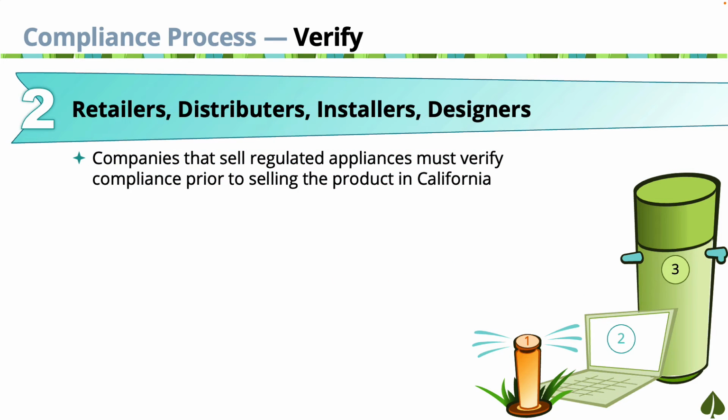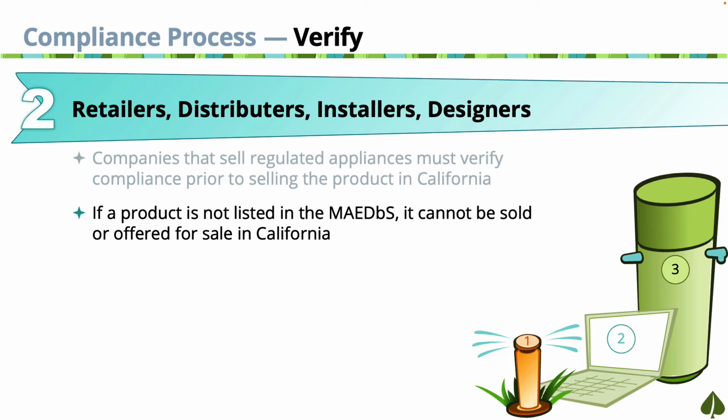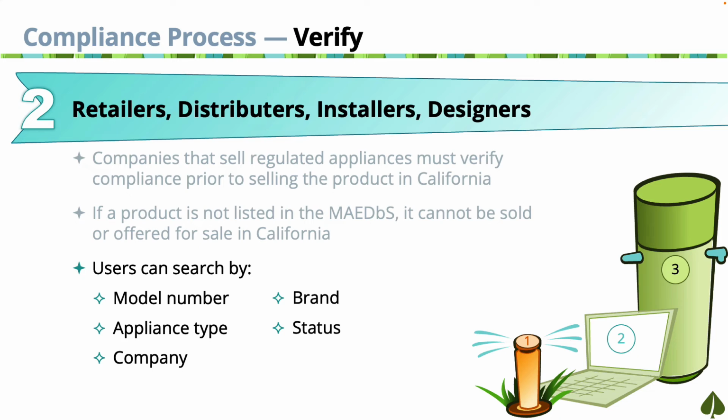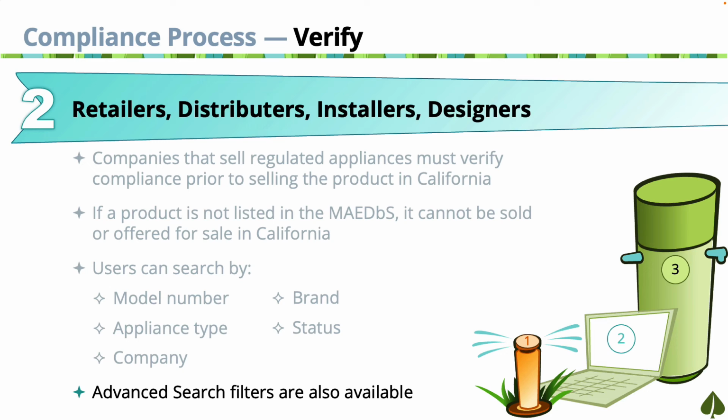Companies that sell regulated appliances must verify that the product complies before they can sell the product in California. If a product is not listed in the MABES, it cannot be sold or offered for sale in the state. Sellers can search by model number, appliance type, company, brand, and status to confirm that the products they'd like to sell are compliant. In Module 8, we show you how to use the MABES Quick Search and the Advanced Search functions.